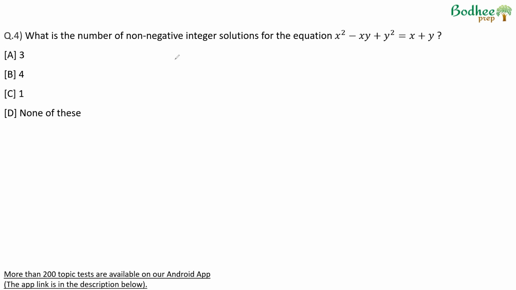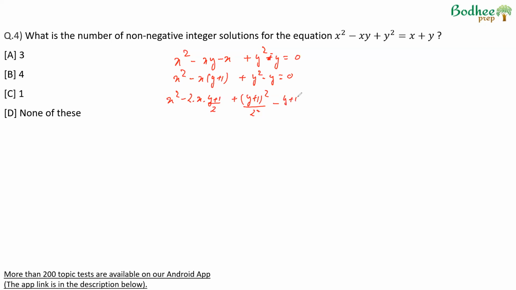This can be written as x square minus xy minus x plus y square plus y is equal to y square minus y is equal to 0, which means x square minus x into (y plus 1) plus y square minus y is equal to 0, which means x square minus 2 into x into (y plus 1) by 2 plus ((y plus 1) whole square) by 2 square minus ((y plus 1) square) by 2 square plus y square minus y is equal to 0.